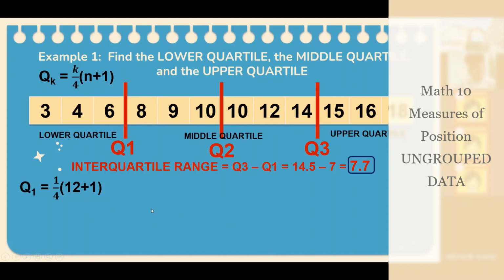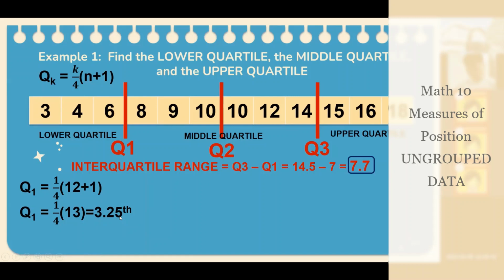So let's see. When you go to college, I think you will still study this, and maybe your teacher there will introduce another way of solving it. But this is the common formula that you will see. Okay, replace now. So 1/4, 12 plus 1 is 13. 1/4 of 13, using a calculator, will give you 3.25.